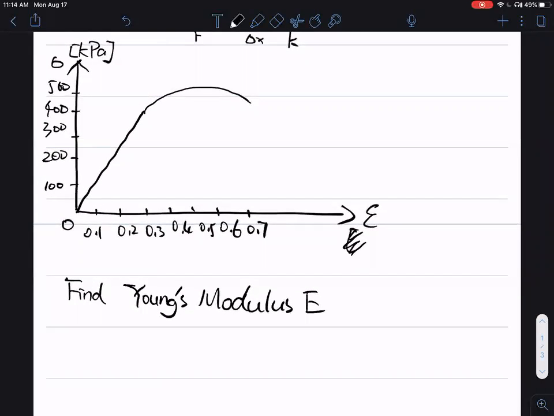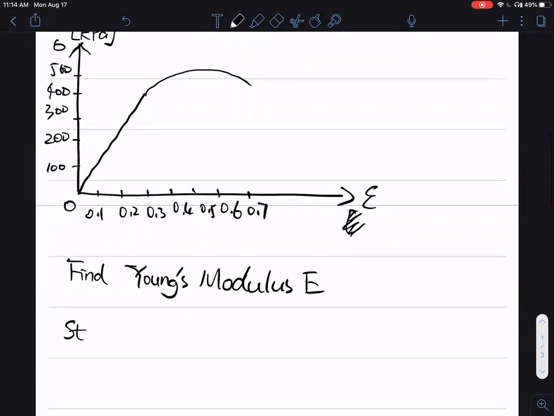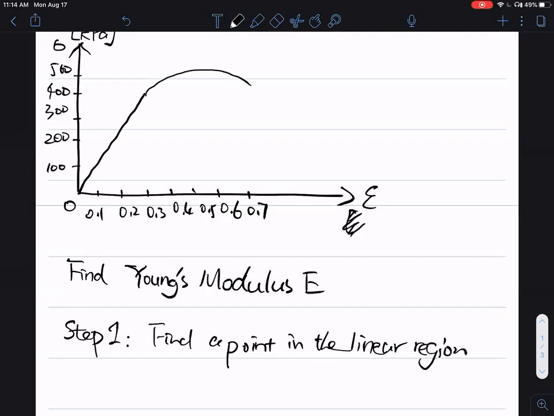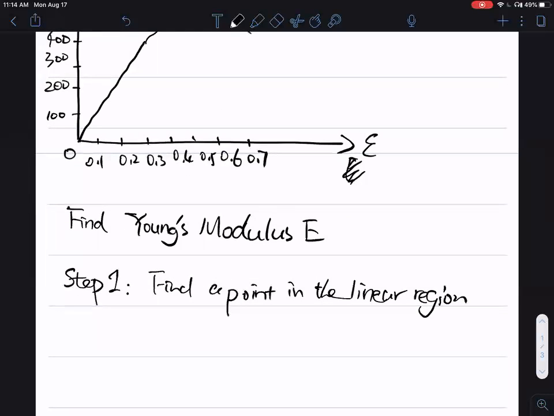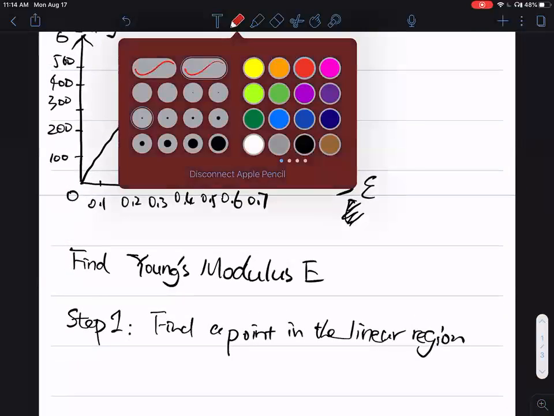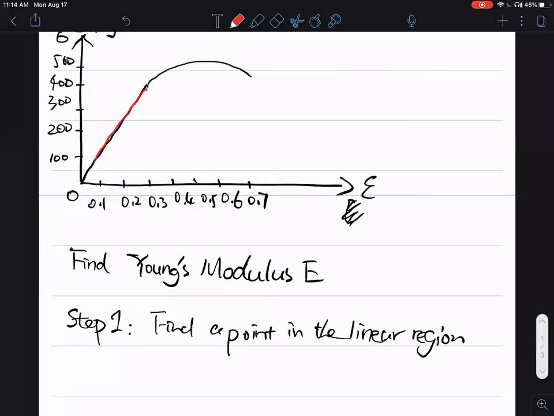I developed this four steps approach to find Young's modulus in case you forget how to do that at some point during the semester. The first step is to find any point in the linear region. In this case, the linear region is this region here.